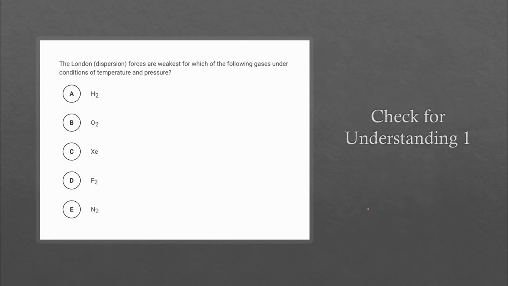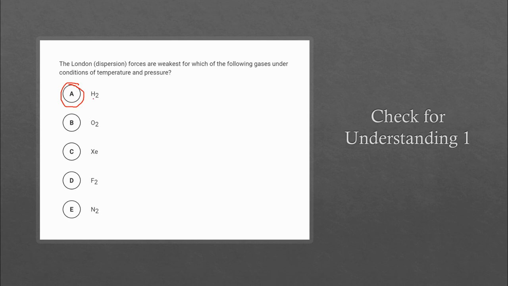So check for understanding. The London dispersion forces are weakest for which of the following gases under the same conditions of temperature and pressure? So if temperature and pressure is the same, which one has the weakest London dispersion force? The answer is A, hydrogen has the weakest London dispersion force because it is the smallest atom or molecule that's shown here.